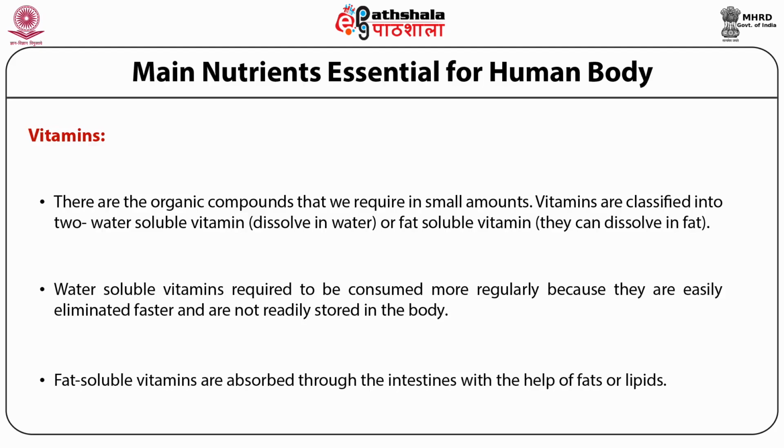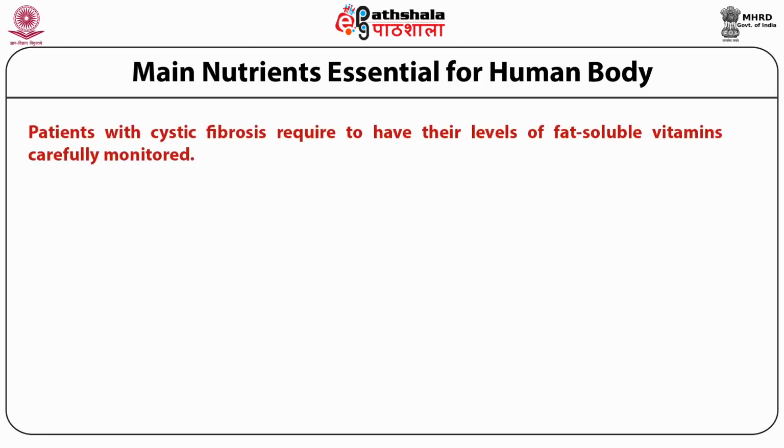They are easily accumulated in the body because they are harder to eliminate quickly. Excess levels of fat-soluble vitamins are more common than with water-soluble vitamins. This condition is called hypervitaminosis. Patients with cystic fibrosis require to have their levels of fat-soluble vitamins carefully monitored.